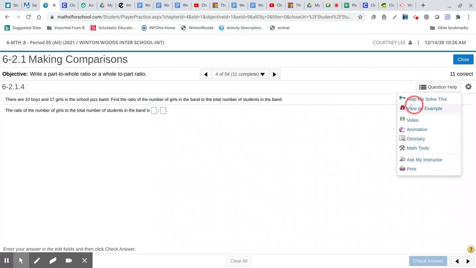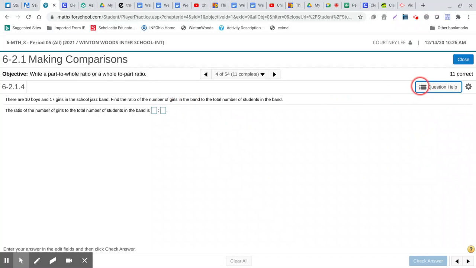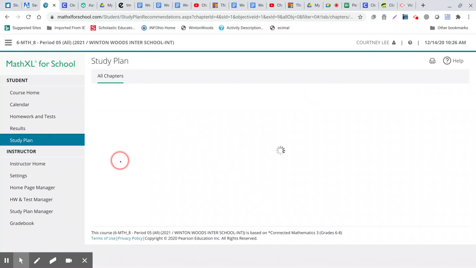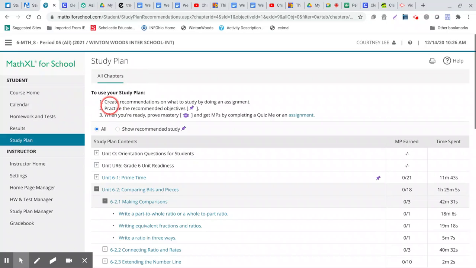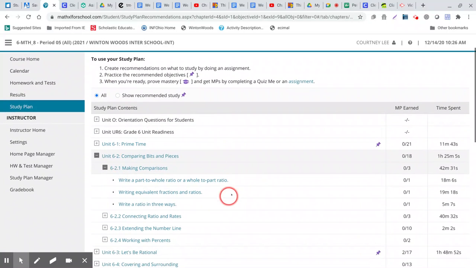But this is the type of stuff that'll help you learn the information. But it's only available for the practice problems. Again, in order to get the mastery point, you have to pass the quiz me. If you have any questions, I'll just check back on here. You don't have to submit anything to Echo. I look on this platform, see what you did.